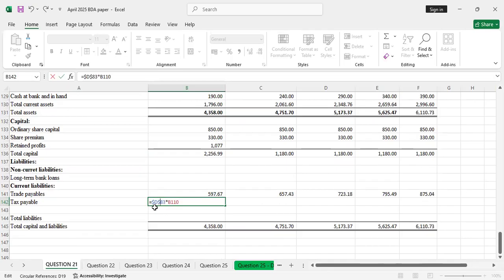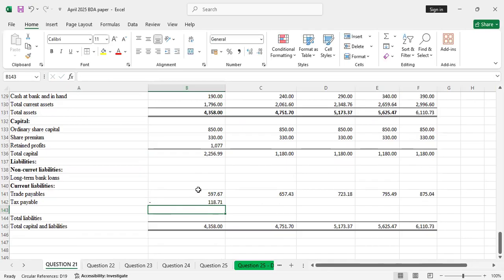Then I'll enter, that's the tax payable. So I can as well drag. The total liability will be long-term bank loans plus trade payable plus this. But we know now that total capital and liabilities is equal to 4358. So let me get the total liabilities first. Can we get it?